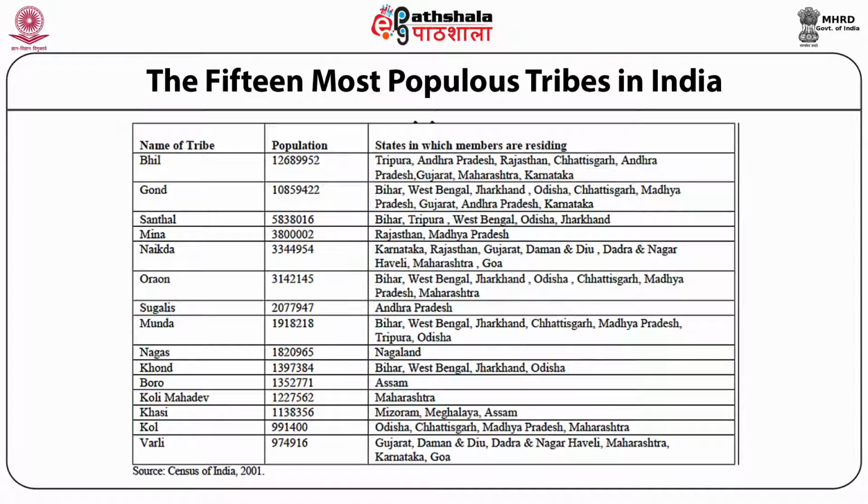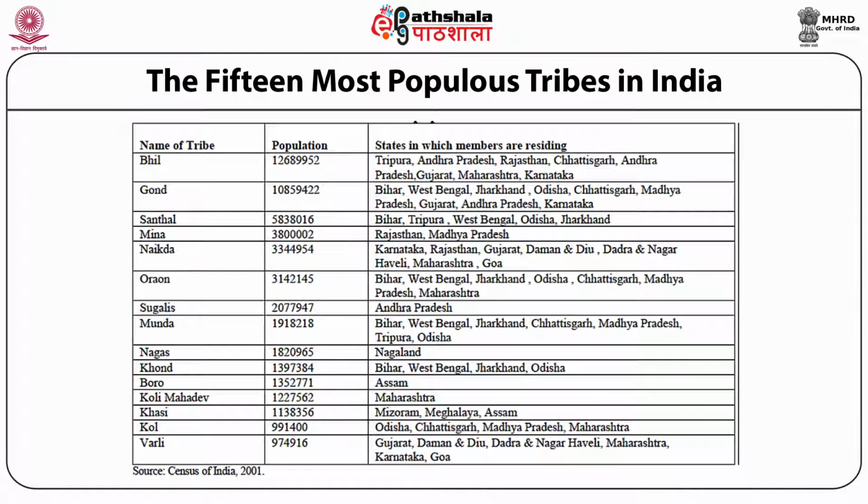Naikda are in fifth position and they are distributed in Karnataka, Rajasthan, Gujarat, Daman and Diu, Dadra and Nagar Haveli, Maharashtra and Goa. The next is Oraon and they are distributed in Bihar, West Bengal, Jharkhand, Odisha, Chhattisgarh, Madhya Pradesh and Maharashtra. Sugali is the next tribe in this list and they are from Andhra Pradesh.